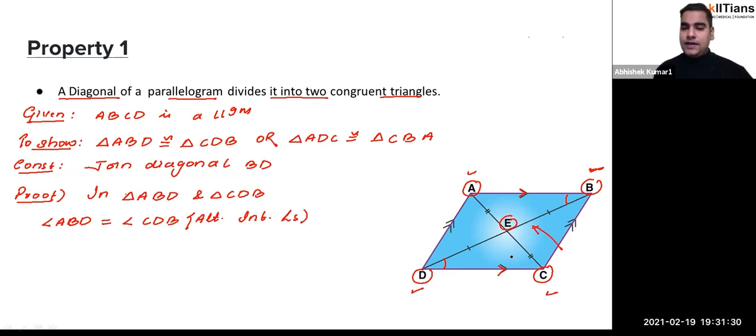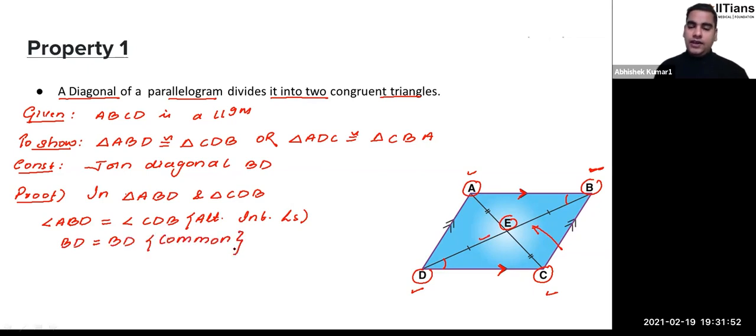Because AB is parallel to CD, as ABCD is a parallelogram, and this BD is acting as a transversal here. Okay. What is the other thing you have? This side BD that we have here, this is the common side. So you are going to have BD is equal to BD. So that is common. Understood?